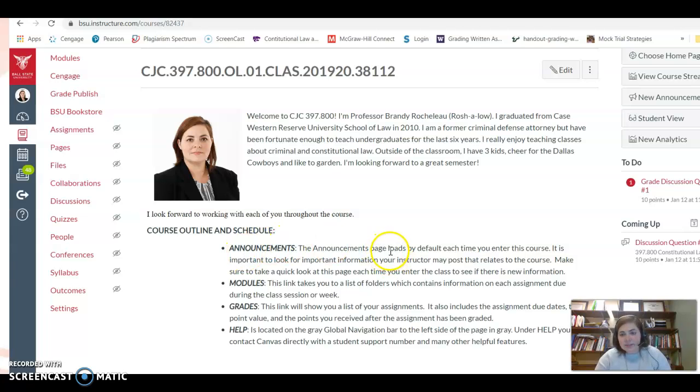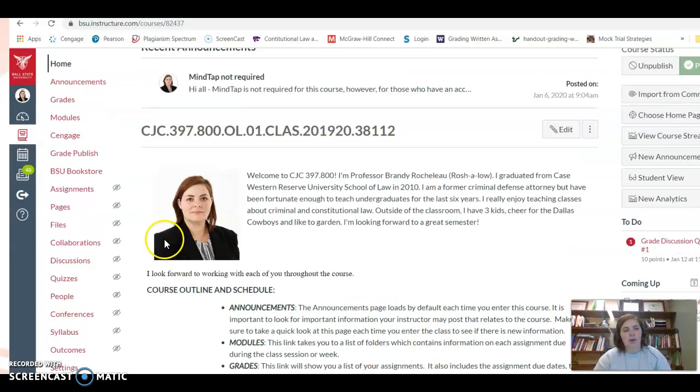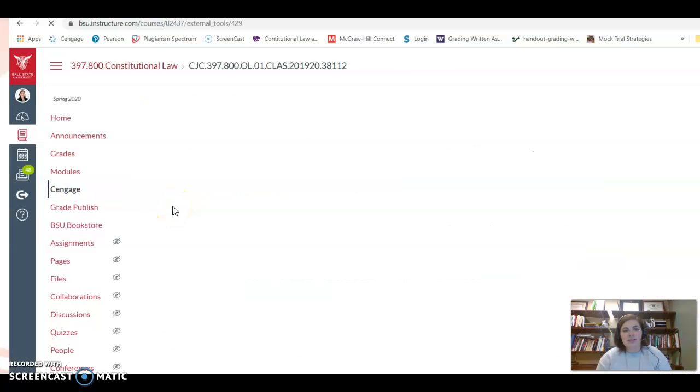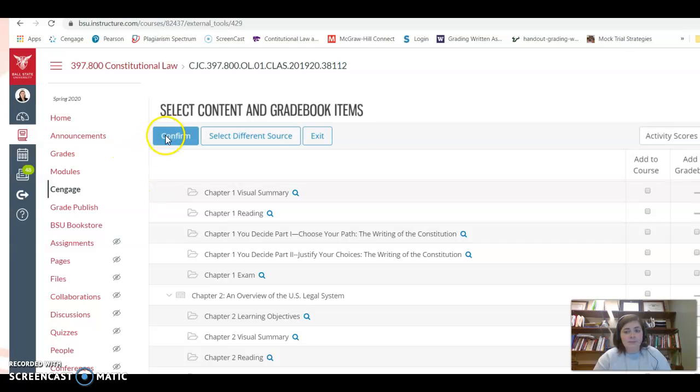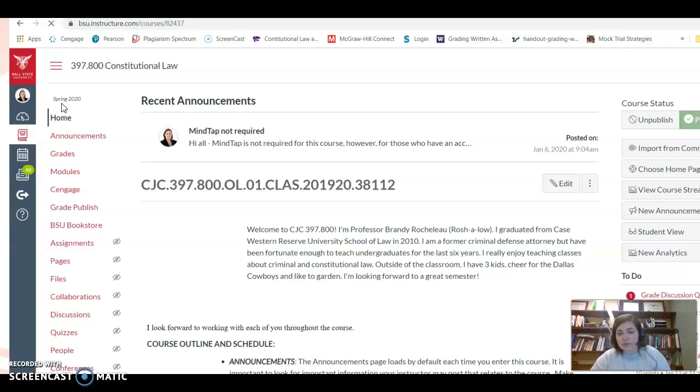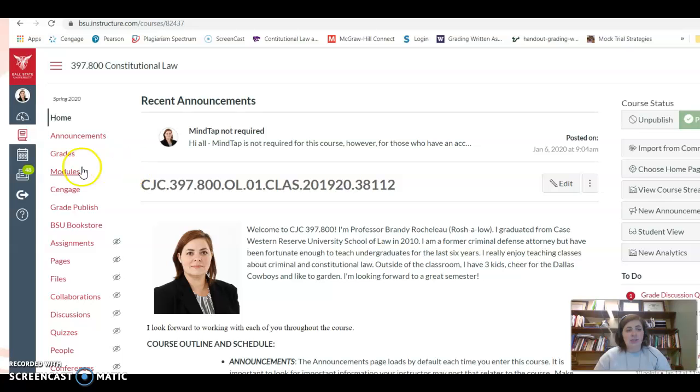I will post announcements regularly with updates. Any changes will get posted here. Then modules will take you to all the folders, which contain all the information for the semester. There's a grade book. I also did activate the Cengage code. We are not going to use MindTap, but I know that several of you probably have just the access code, and so you can activate and access your book through that. So first things first, let's go to the modules.